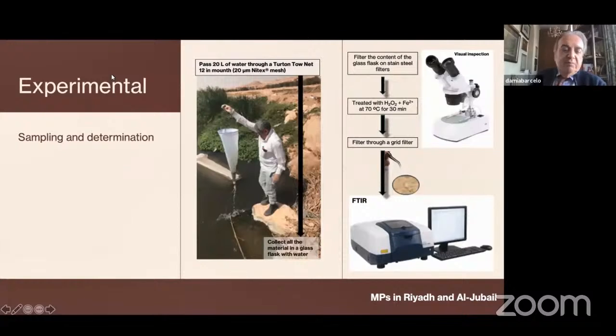You need this type of net. We pass around 20 liters of water through a Teflon tube net, and then we collect the samples and bring all the samples to Spain, where we measure in this case with FTIR. With FTIR, we can identify the microplastics. If you want more details, you can ask my colleagues at King Saud. They have all the protocols, and we do a lot of work together and publish quite a lot.